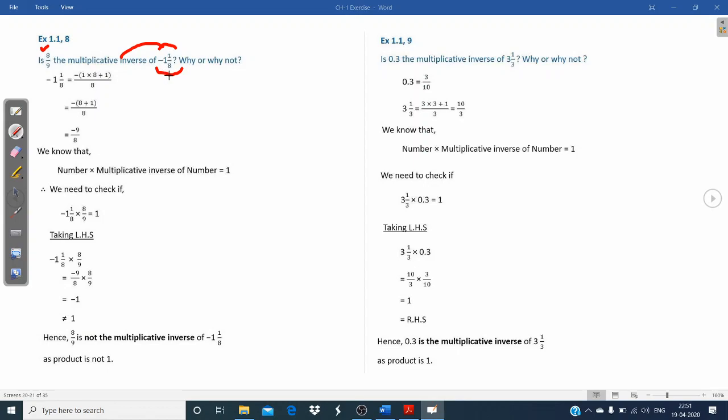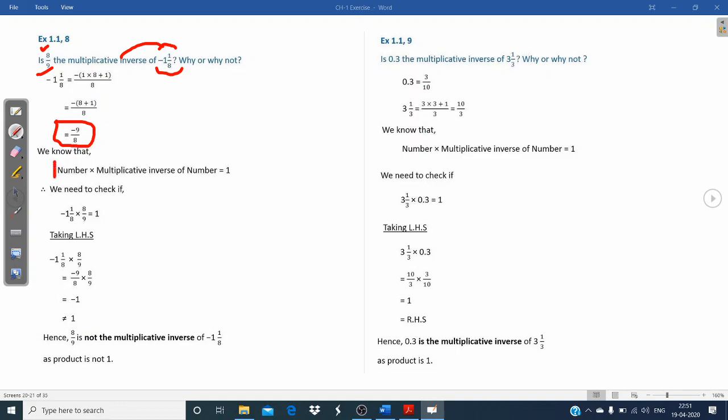You can see this is a mixed number. So 1 into 8, 8, 8 plus 1, 9. This thing I have done here. We have resolved this. So finally, what number will you get? Minus 9 by 8. So you have to find the multiplicative inverse of minus 9 by 8, and then we will check whether 8 by 9 is a multiplicative inverse of this number or not.